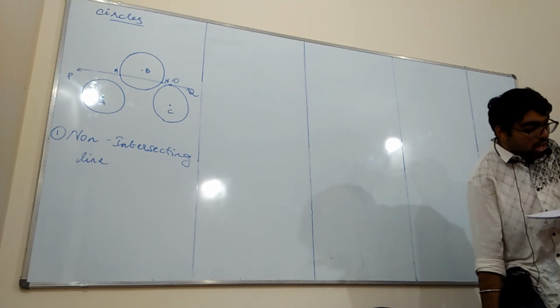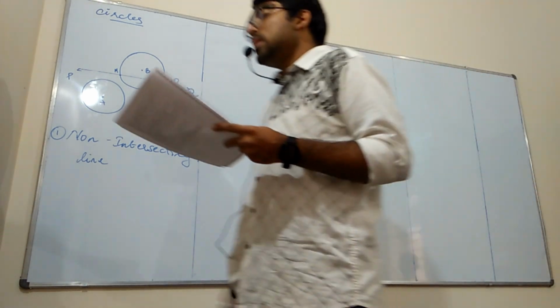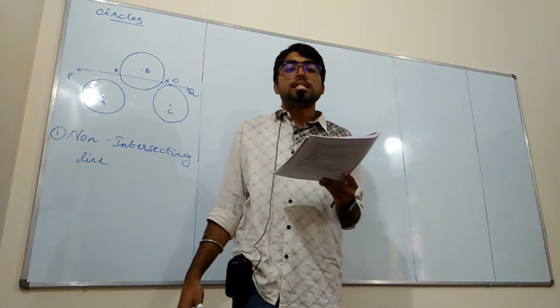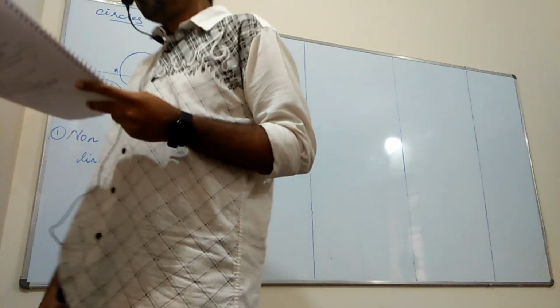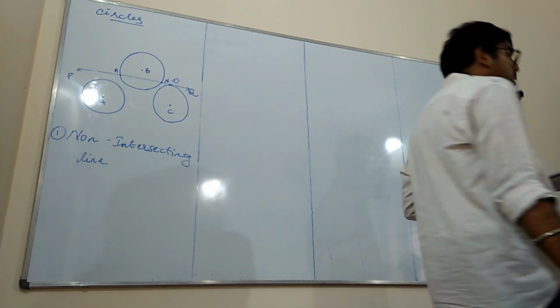Class. Non-intersecting lines. The line PQ and the circle have no common point. Yes?